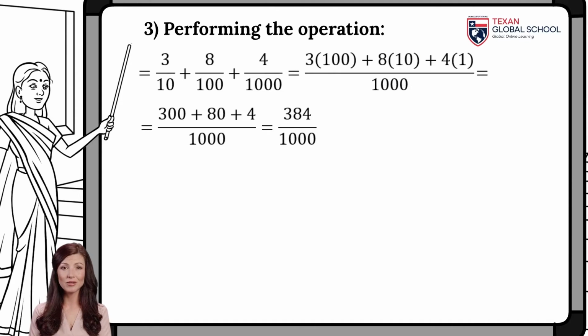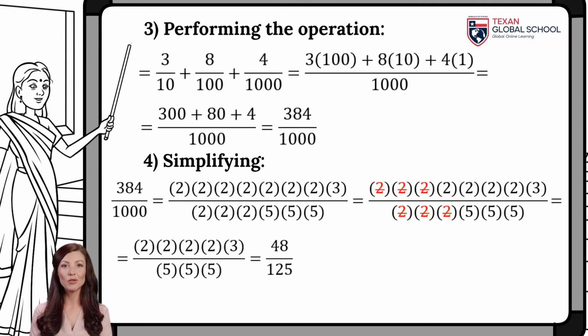We can see that a simpler way is moving the decimal point to the right, and the remaining number 384 is divided by 1,000, 3 zeros according to the number of places the decimal point is moved. Now we simplify the fraction, obtaining 48 over 125.